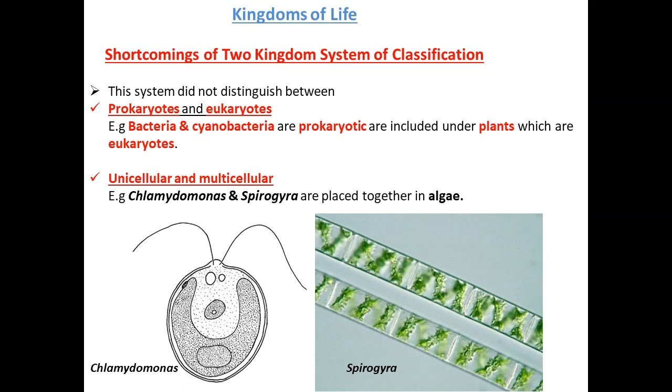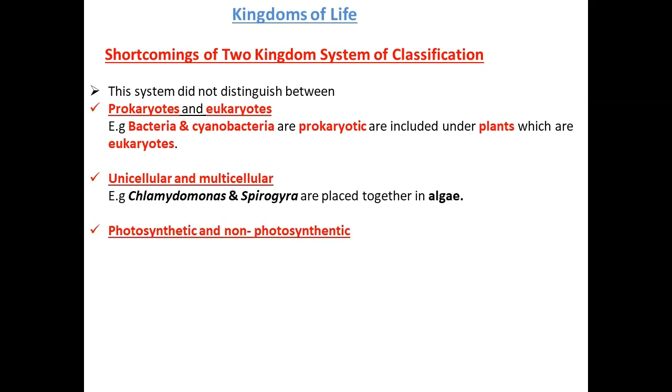So both of them are kept in the plant kingdom under the group algae. That is another drawback for the two-kingdom classification. So your next point is that this two-kingdom classification is not able to distinguish between photosynthetic and non-photosynthetic organisms.